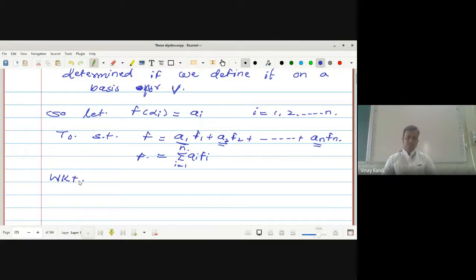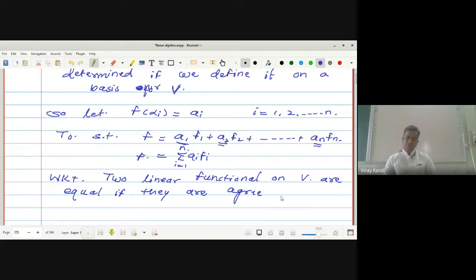No, sir. Now we know that two linear functionals on capital V are equal if they agree on a basis of capital V. What does that mean? If there are two linear functionals, when will they be equal? If their images on the basis of that vector space are the same. Okay, if alpha 1, alpha 2, up to so on alpha n is the basis for V, and if f of alpha i is equal to g of alpha i for all i running from 1 to n, the two linear functionals are equal on their basis, then both the linear functionals are equal.